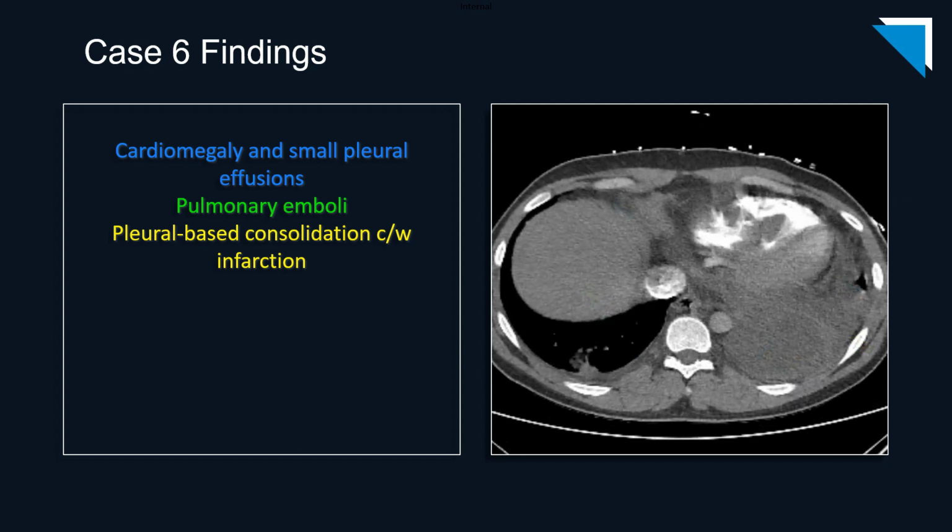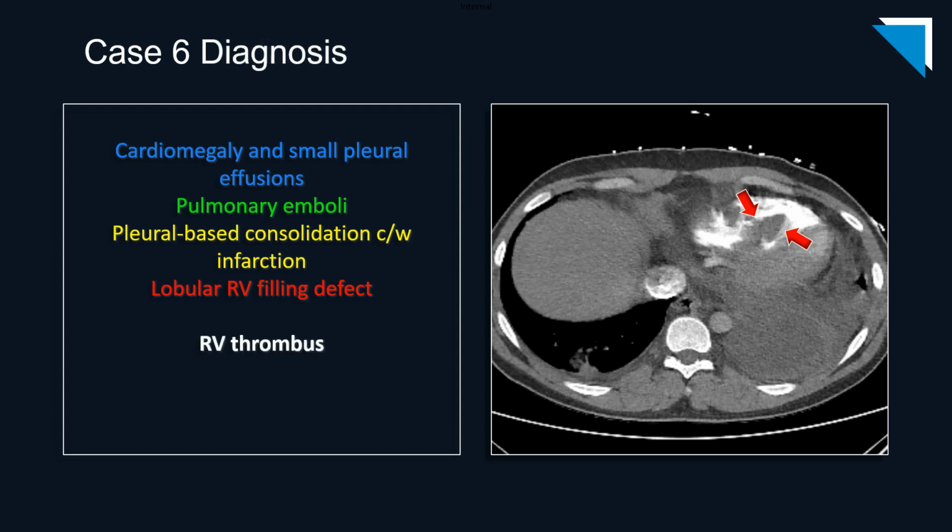Of course, the Satisfaction of Search Devil sitting on my shoulder might tell me it's time for a well-deserved cup of coffee, but this slice a bit more lower down tells us otherwise. There is a lobular filling defect in the right ventricle. And this is, of course, consistent with right ventricular thrombus.